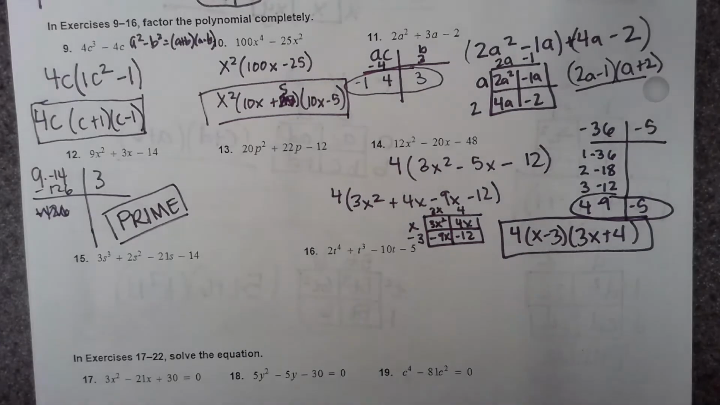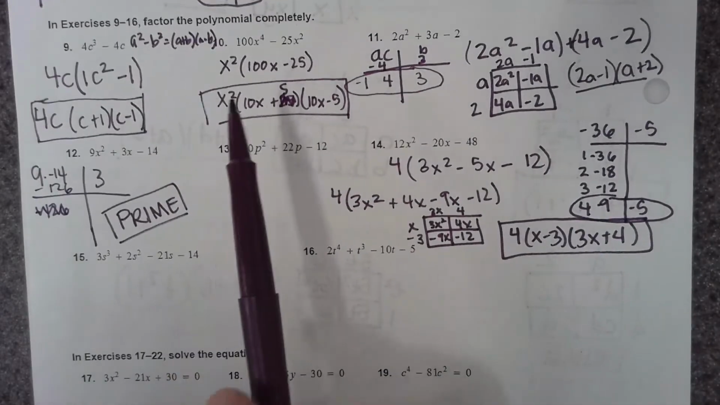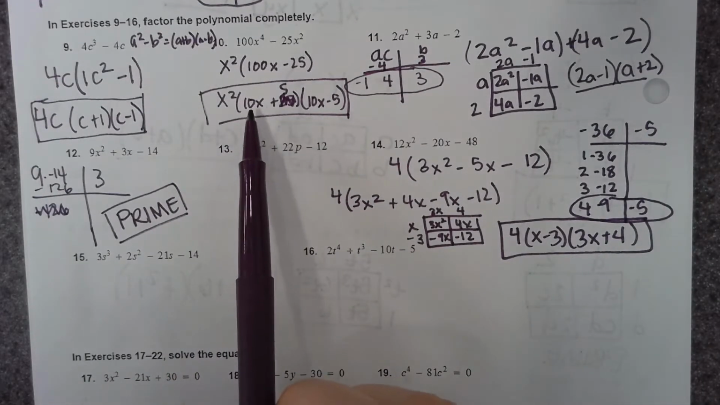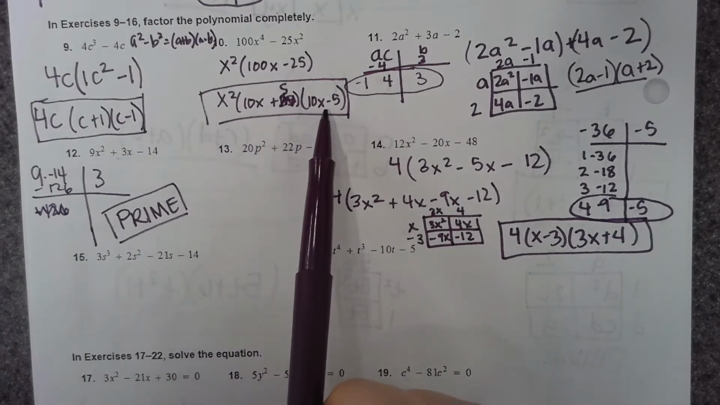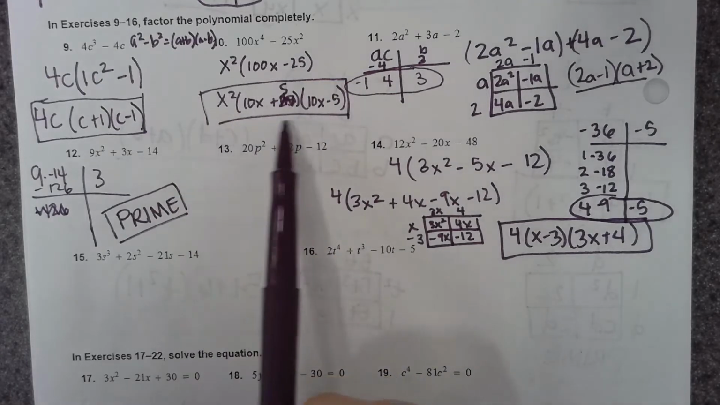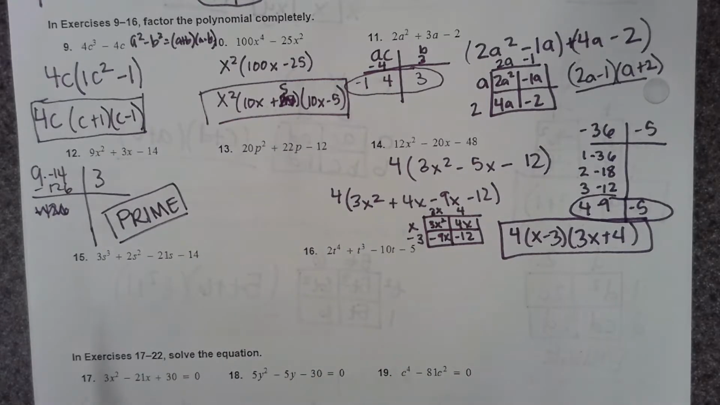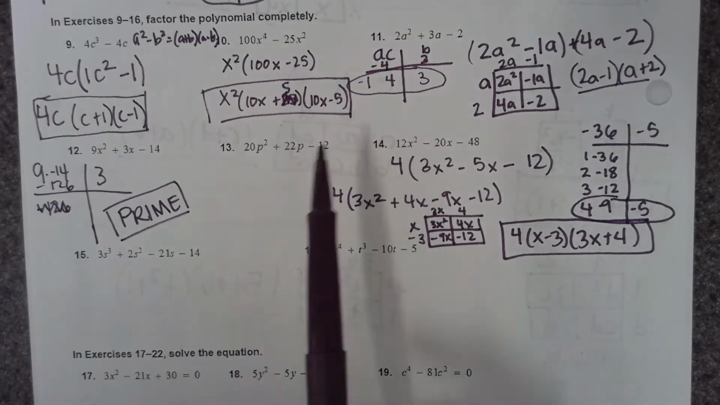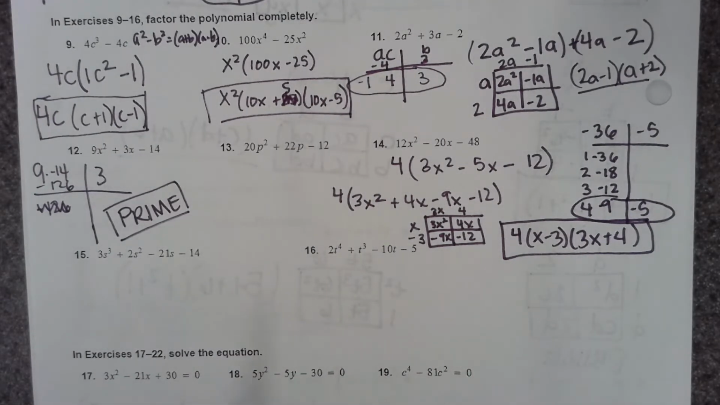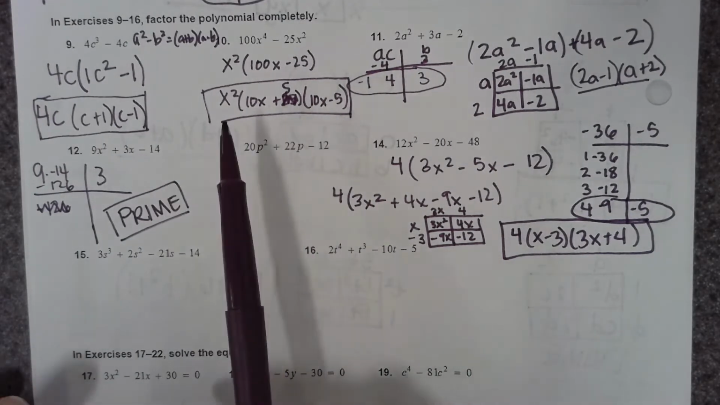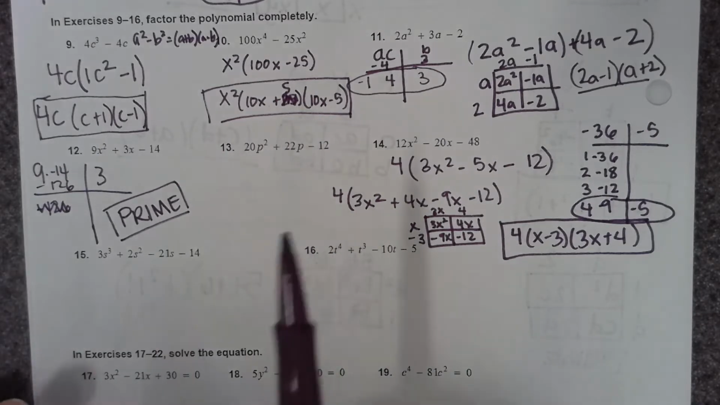Okay, so now it's on to the results. Number 10 was x squared times 10x plus 5 times 10x minus 5. So you can write that down. If you did not get it, you can write the answer down. And if you have questions, find someone who did get it right and go ask them.